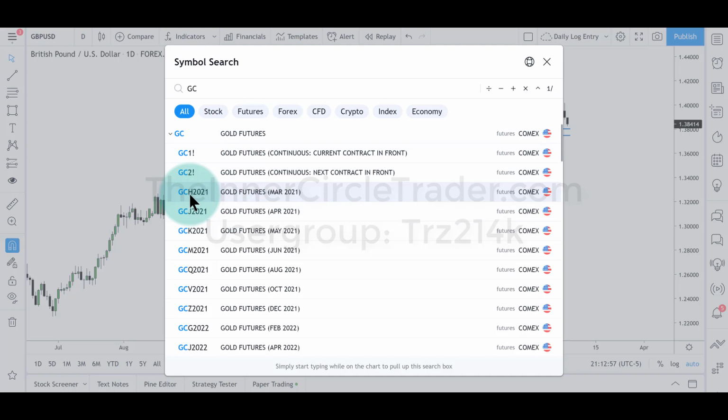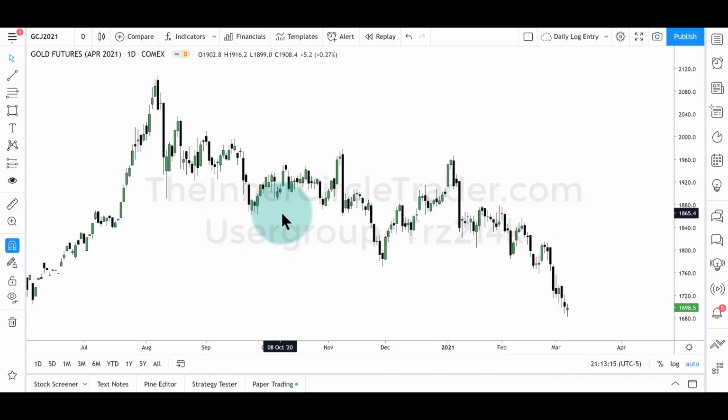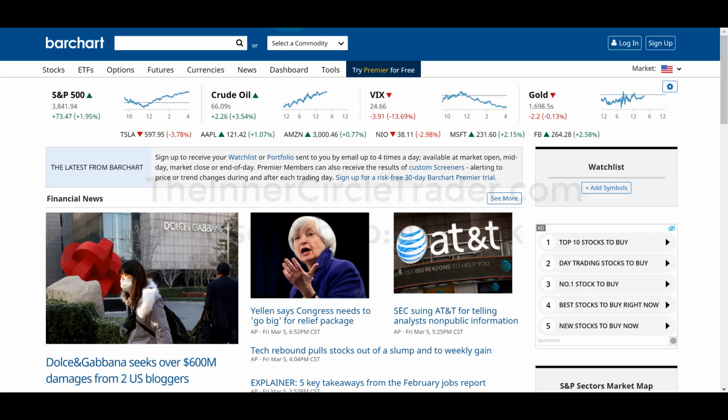Okay, the nearby contract right now is March, but that's about to expire, so I'm going to be using the data for April 21st. What's significant about these 2 months? Well, right now there's more open interest here in April, and I'm going to show you that in a moment when I go over to barchart.com. Okay, so this is a website I like to use, and again, just type in barchart.com in the browser, and then you'll get this page here.